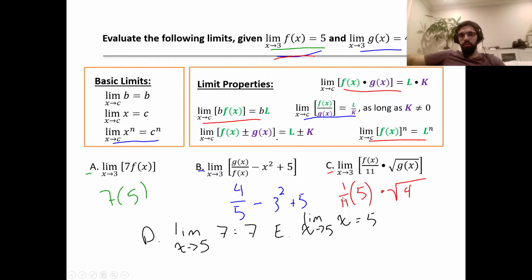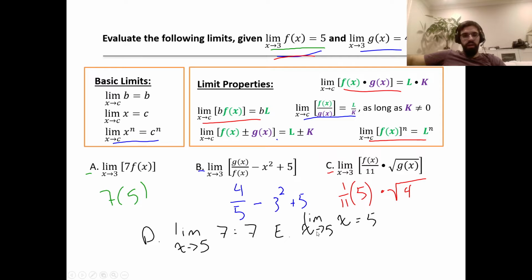So we're going to write 1 over 11 times our limit as x approaches 3 of f of x, which becomes 1 over 11 times 5, or you could put 5 over 11. And then the limit as x approaches 3 of g of x is 4, so it's times the square root of 4. We could simplify this again, but we're not going to.